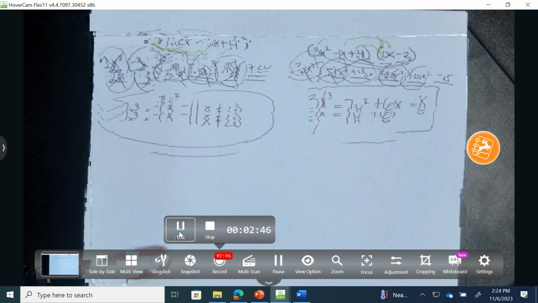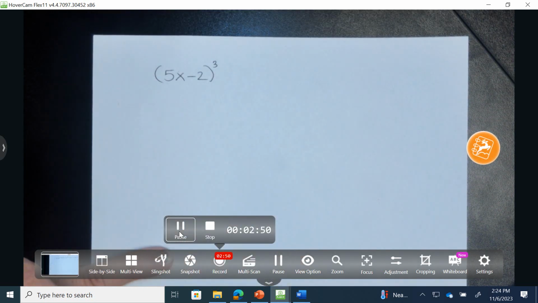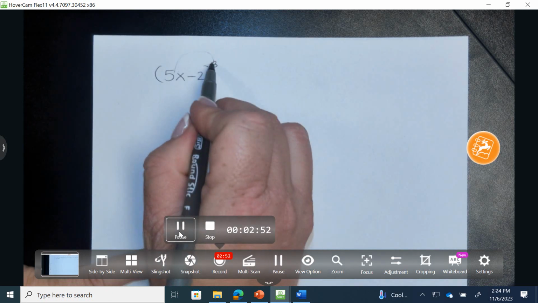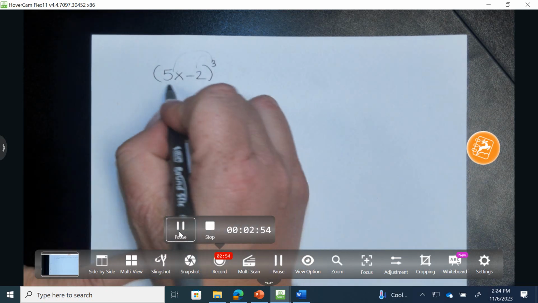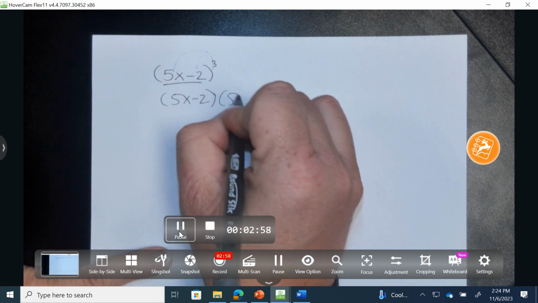In this problem, I am given a quantity that is cubed. The big mistake most students make is they think they can distribute it within. You cannot do that. Write this quantity 3 times.